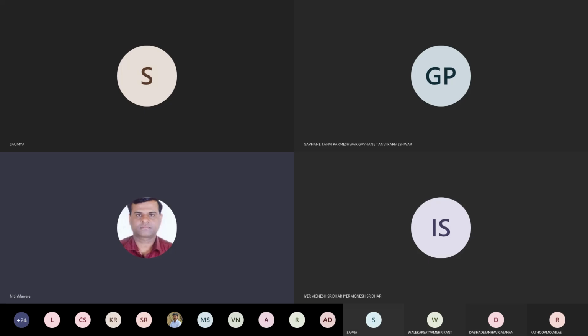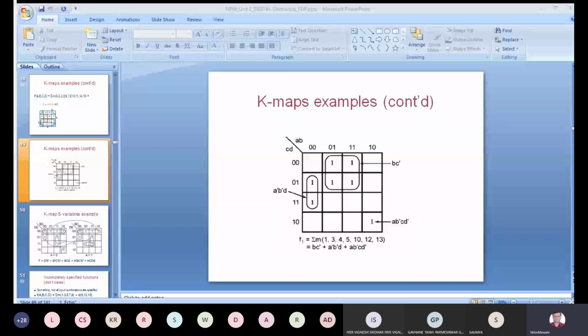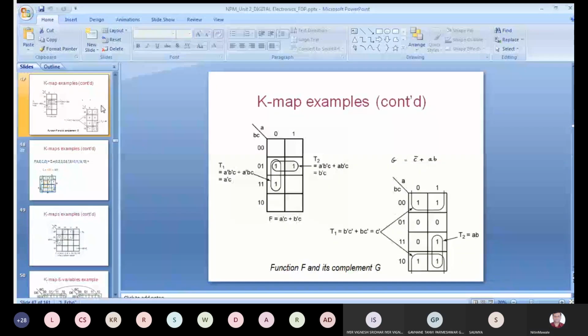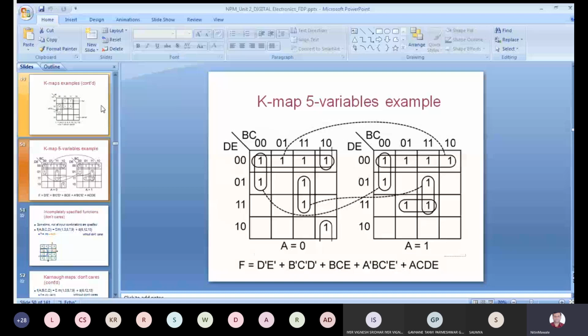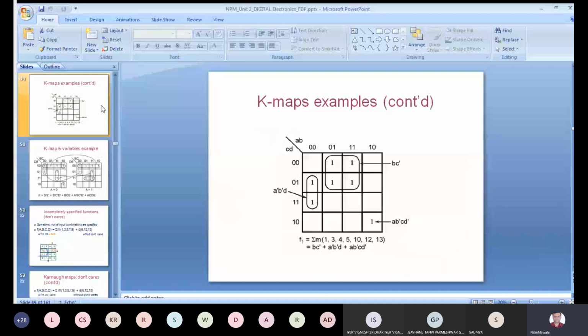So in continuation with yesterday's discussion, we'll have some three variable equations today. So this is the four variable. So we'll go for three variable first. So I'm just giving you the functions here.